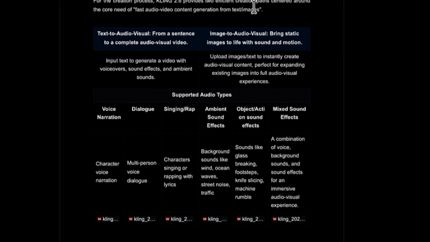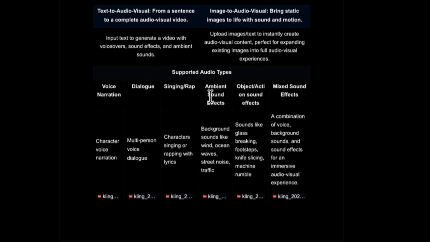And again, you can go through this guide and read through everything yourself, but the other section of this document that I want to call out is the supported audio types. As you can see here, it has most of the things most AI filmmakers would be interested in, such as voiceover narration and dialogue. Some of you may be interested in singing or rap. It also has ambient sound effects, object/action sound effects, and mixed sound effects, which is a combination of voice, background sounds, and sound effects for an immersive audiovisual experience. So in a nutshell, it supposedly does every single thing that Veo 3.1 can do currently.